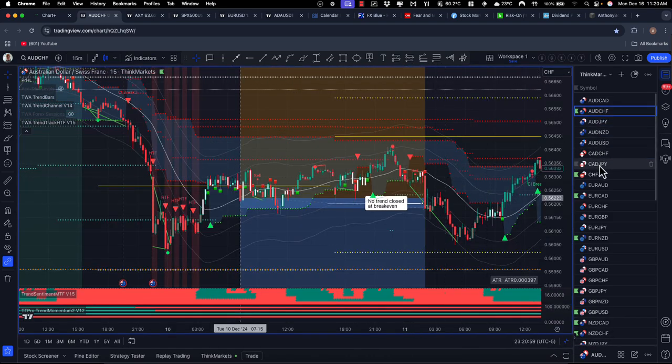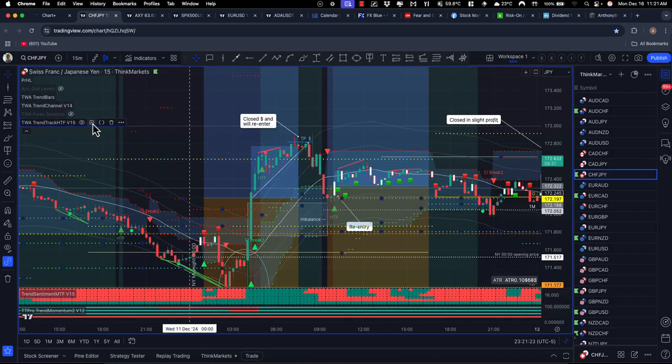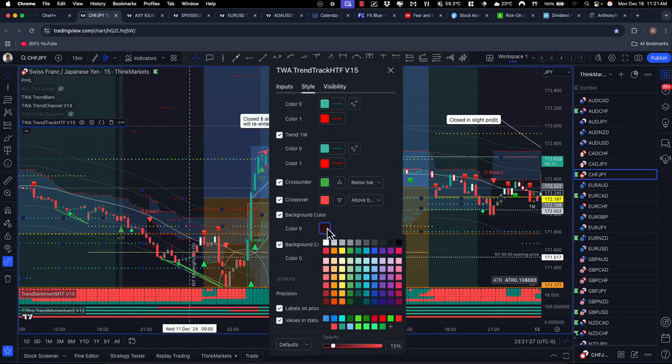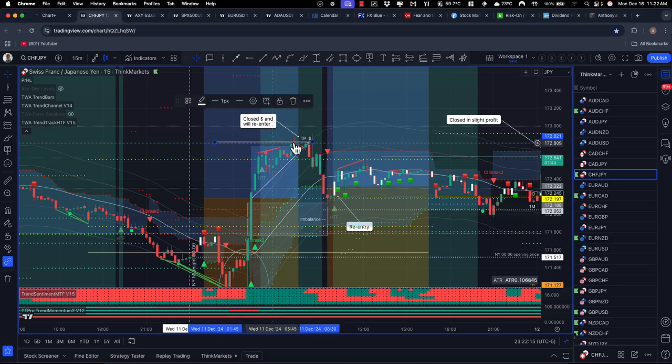All right, so let's have a look at the next one, Swiss yen. Let's just bump up the green and red shaded zones, background color, increase that intensity a little bit. Right, this was a breakout trade. What I did with this one was actually close it entirely and then look for a re-entry. So you can see this TP, this is where it was closed, right here.